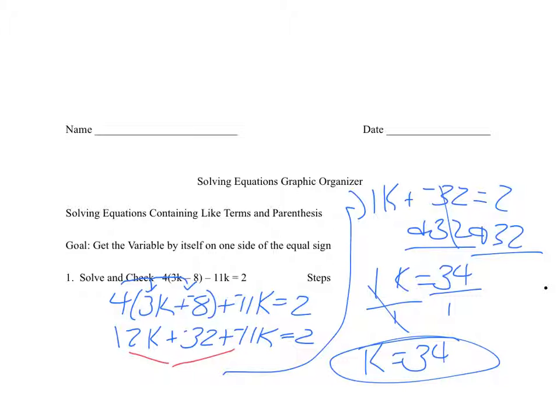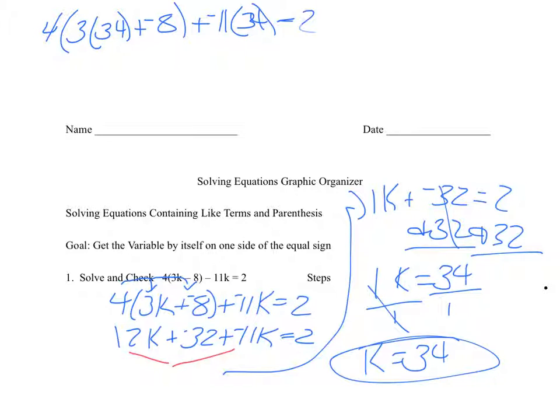Now, of course, in order to justify our answer, we do have to go through and check. I'm going to be doing the check way up here on the top, because again, I'm kind of running out of room. When you plug back into the problem, everywhere you see a k, you have to plug in the 34. So 4 times 3 times 34 plus negative 8 plus negative 11 times 34 needs to give me 2.